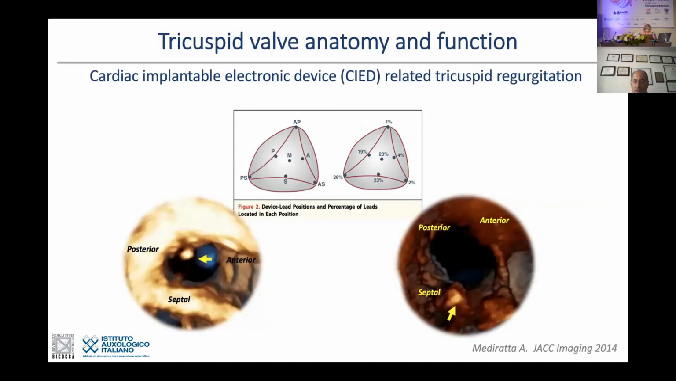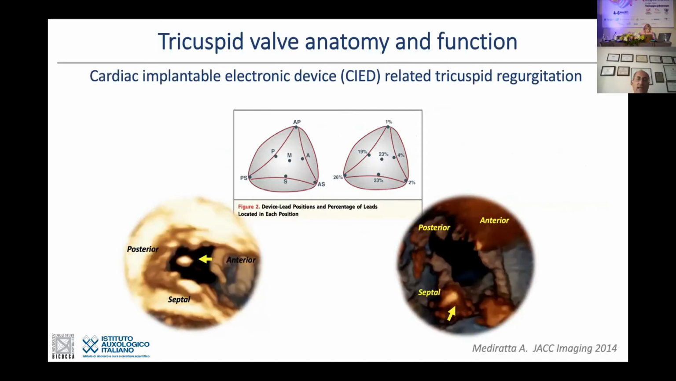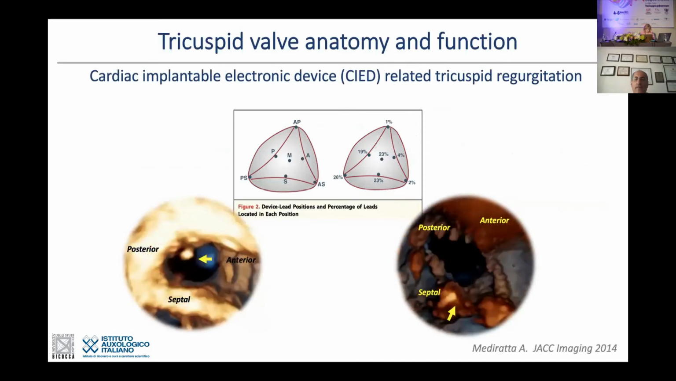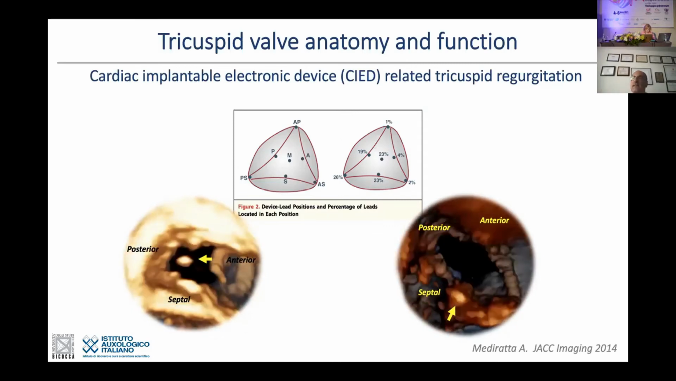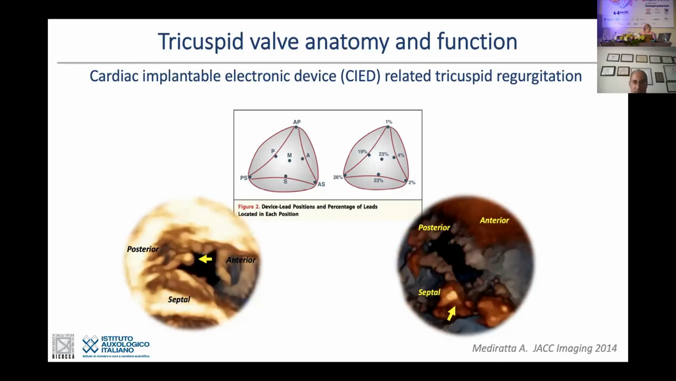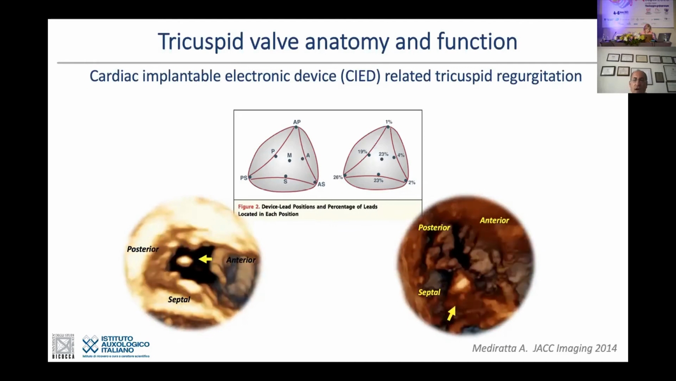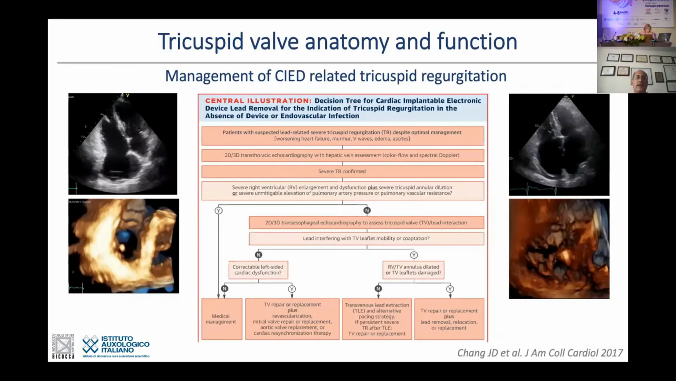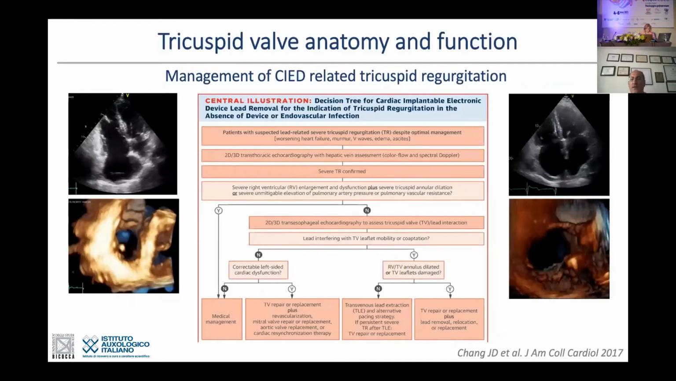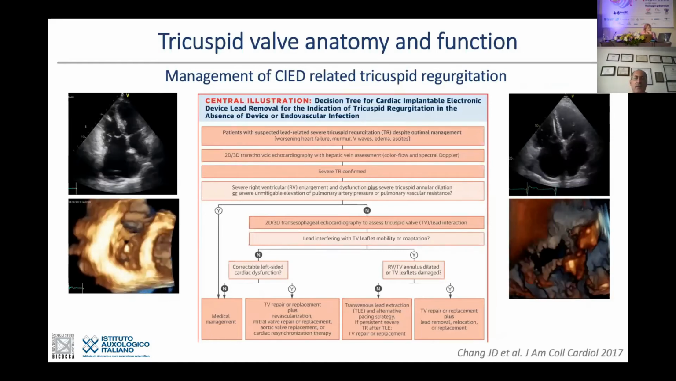Another seminal contribution of 3D echo to understand the etiology of tricuspid regurgitation is the documentation of several cases of interference of cardiac implantable electronic devices, pacemakers, ICDs, and so on, that can have positions where they interfere with the motion of the tricuspid leaflets, determining tricuspid regurgitation. And this has of course important consequences because in the end, if not corrected, these patients will develop right side heart failure. Here you see two cases.